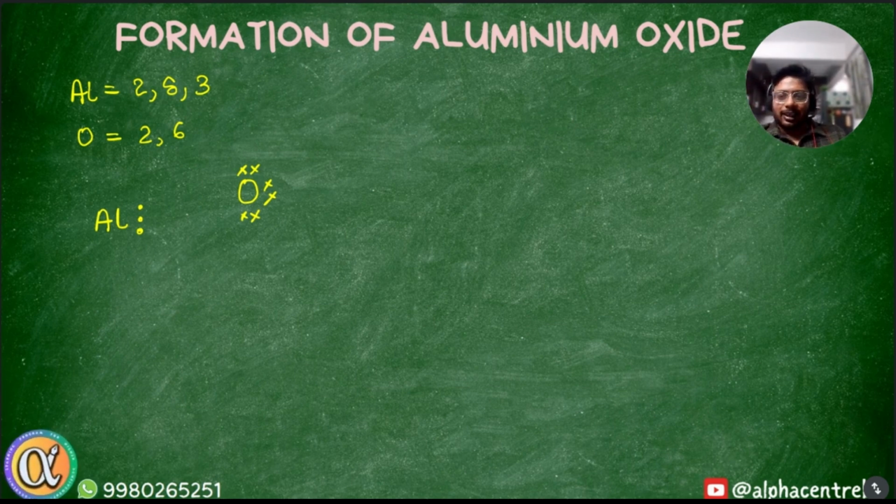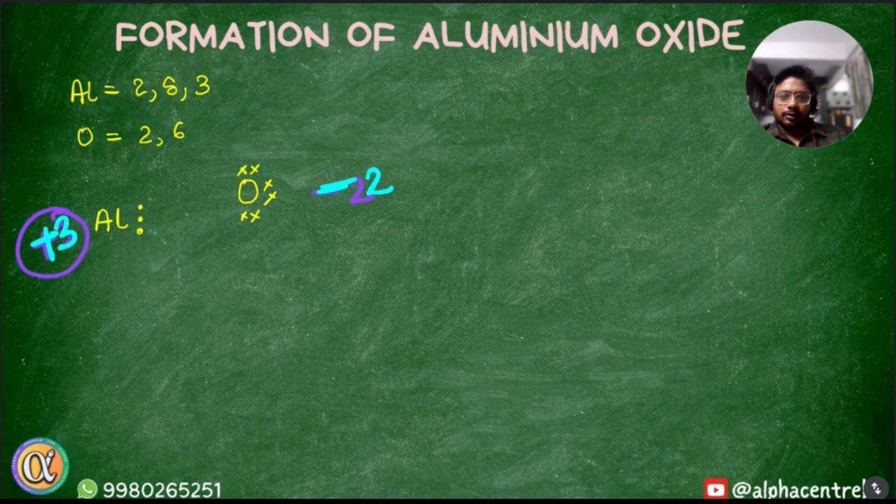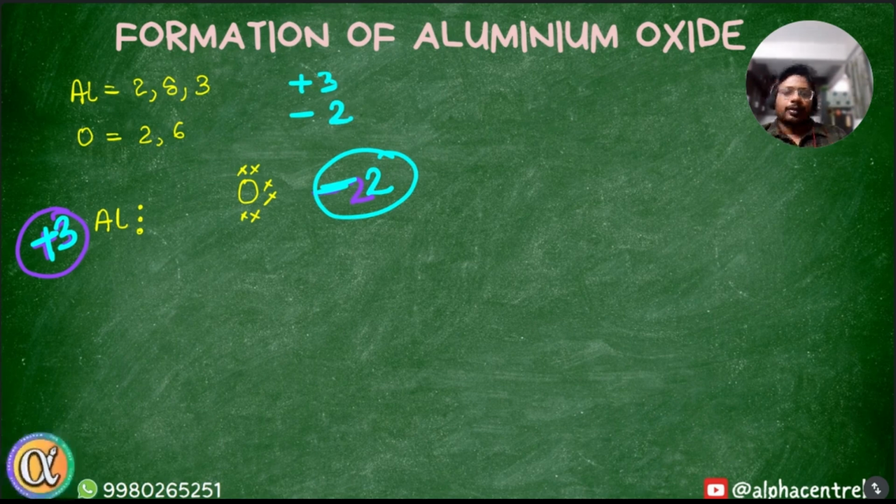Oxygen needs 2, this is giving 3, this is taking 2. Valency is plus 3 and minus 2. So in what proportion do they combine so that the give and take is the same?